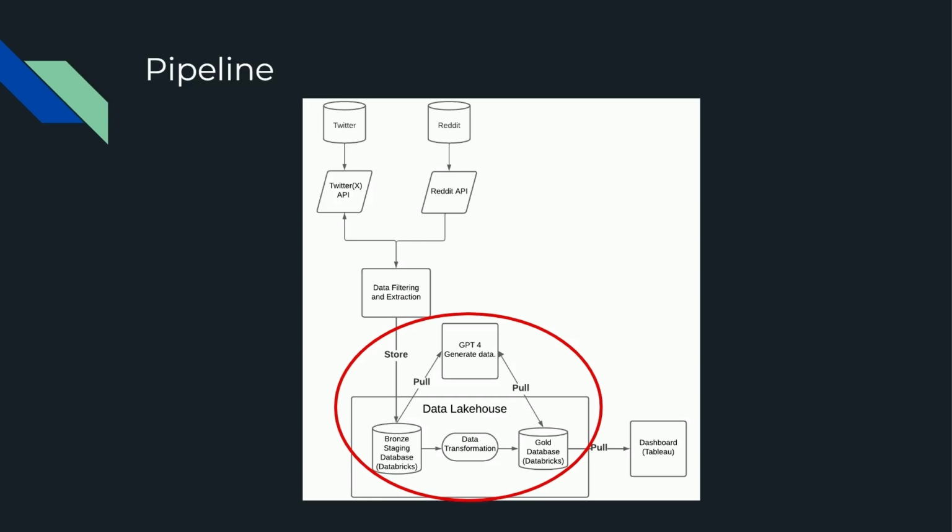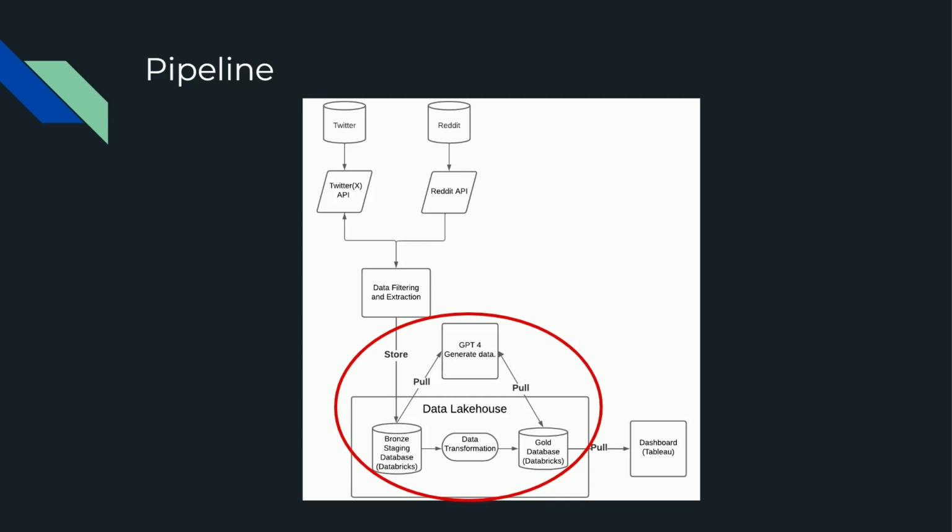Data from the Bronze database is taken by GPT-4 to create things like the summary, determine a threat name and type, determine if a post is about mitigation or not, and more. Data also undergoes any necessary transformations.